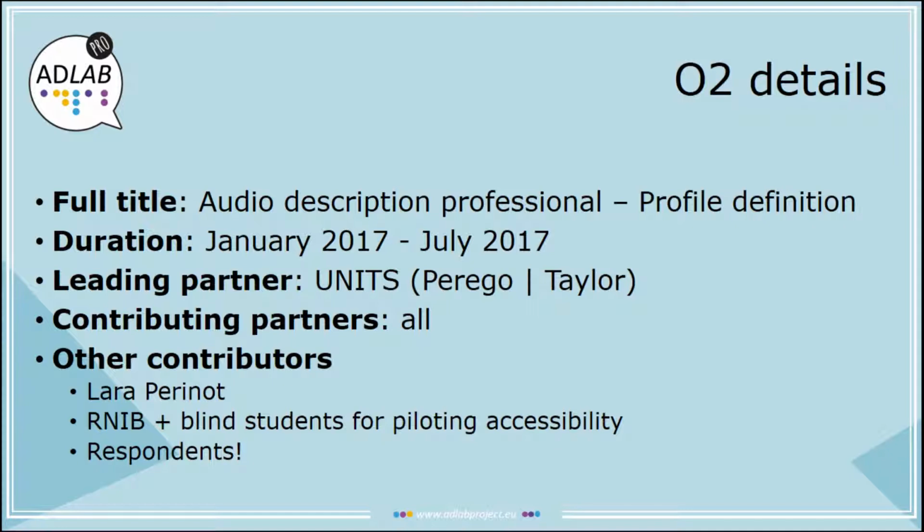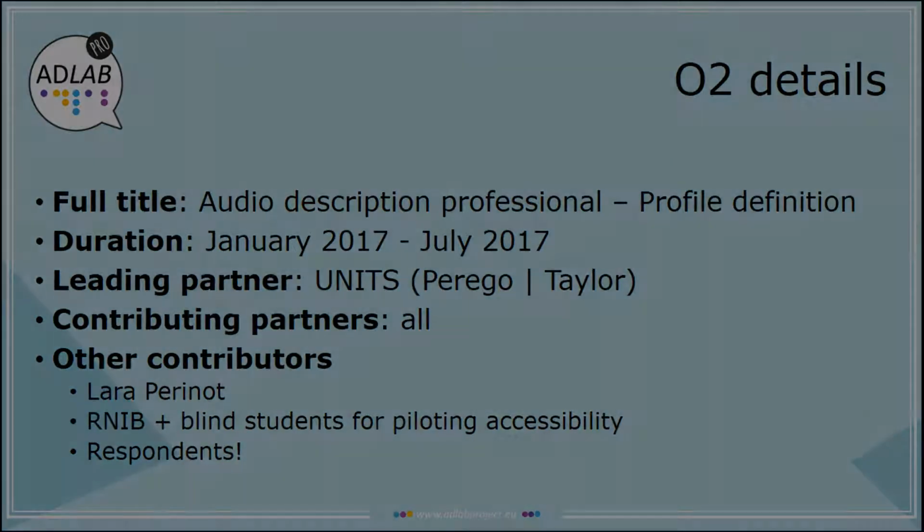And again, since the questionnaire was an online questionnaire, we had to rely a lot again on RNIB, who, by the way, is our accessibility manager within the project, and they helped us a lot in making the online questionnaire as accessible as possible to blind users. And I also would like to thank all respondents. Some of them are here, and so thank you very much for taking part in IO2.